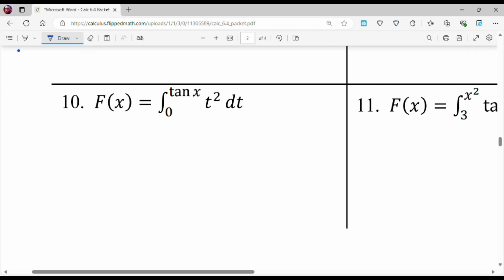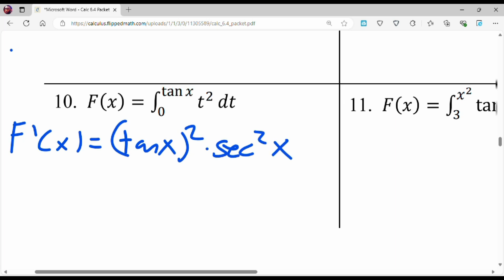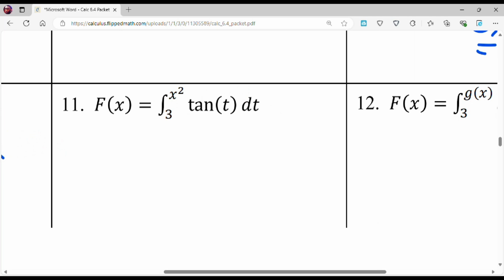Okay. Derivative of both sides. D dx and integral cancel out, so tan x squared. Derivative of tan is secant squared x. Always remember chain rule. F prime of x equals d dx and integral cancel out, so tan of x squared times chain rule 2x.